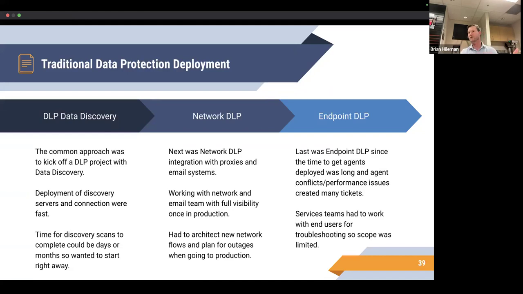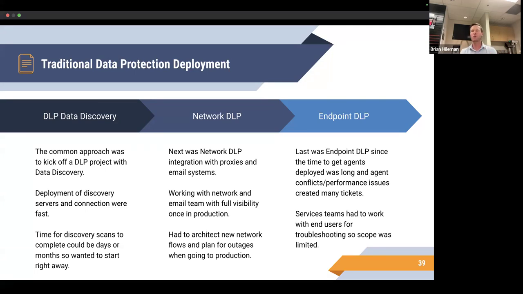I always did discovery first, deploy DLP discovery first. Why? It was easy, and it took forever to do my scans. When I talk about those cruise trips, that was a one-year project. It took us a year to scan all that data, and they were paying us consulting fees for that whole time, right? Great for us, not great for them. But we always started there. It was the easiest to get started and start working there.